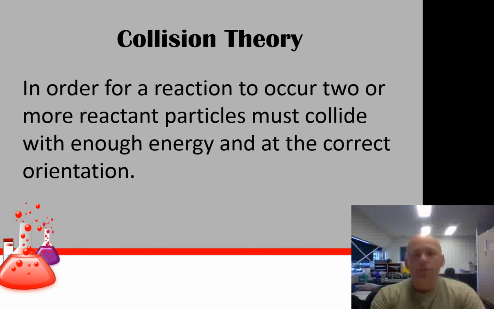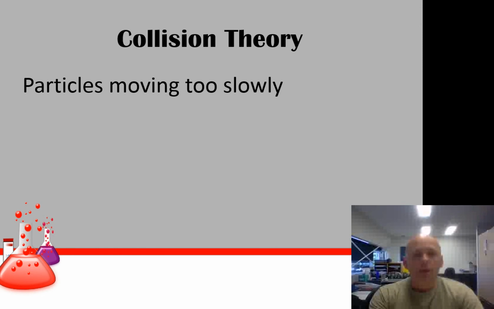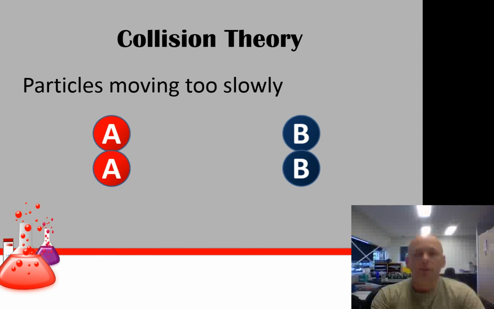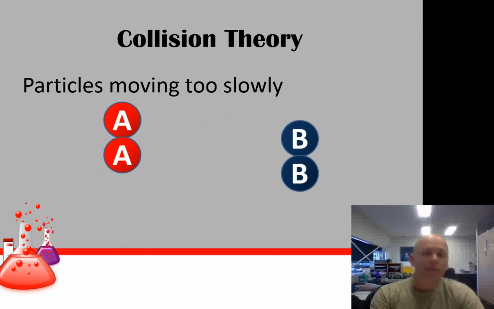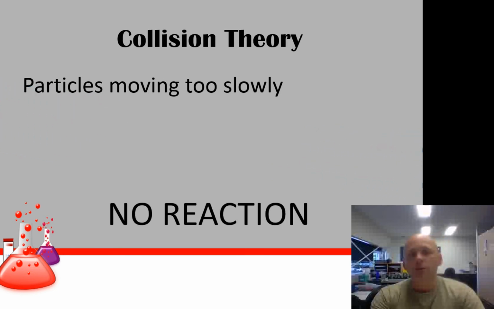Alright, now that you've written that down, I'll show you some animation. You don't have to write this down or draw it. I'll just show you some examples. Alright, the collision theory. If the particles are moving too slowly, the reaction's not going to happen. So here we've got molecules A and B. They travel along slowly. They bump into each other, but nothing happens. Okay? So that's an example of particles moving too slowly, and then you have no reaction.